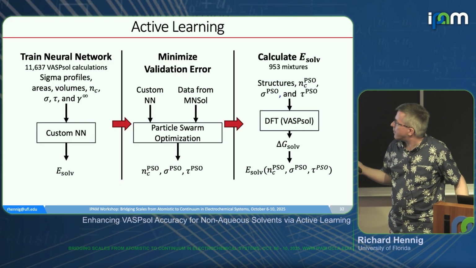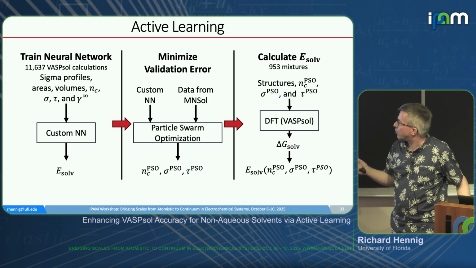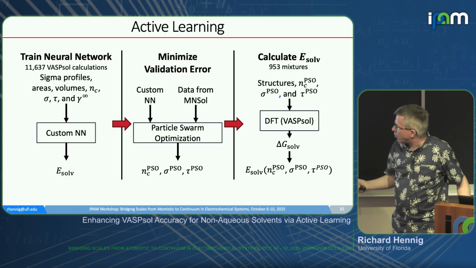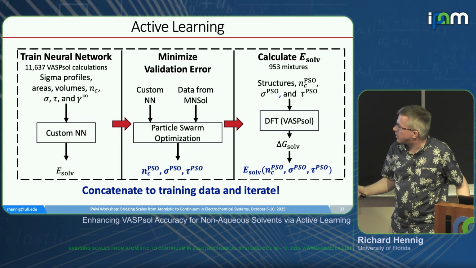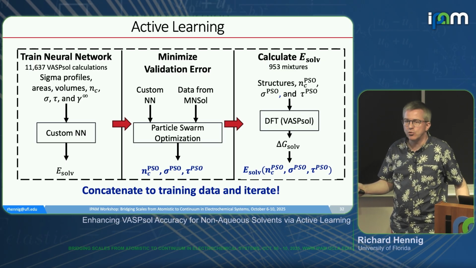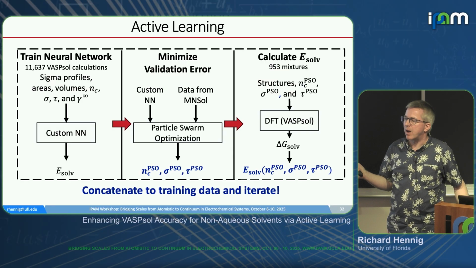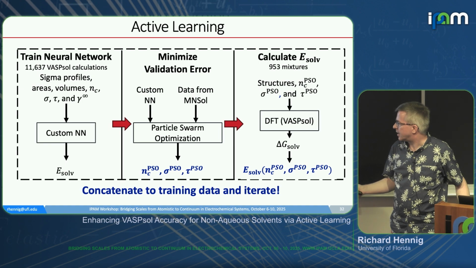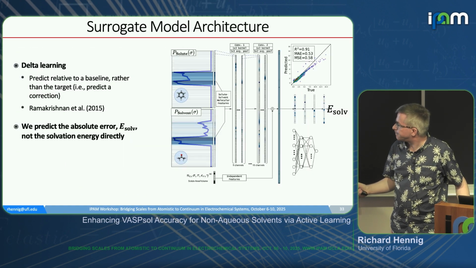For the new set of parameters, we're going to calculate the solvation energy for 953 mixtures, using DFT. We get new errors for the solvation energy. We feed those new errors back into our training data for the neural network, and we're going to go through that loop 3 times. But after 3 times, the parameters end up not changing significantly anymore. So we get an improved model every single time, feed it back.